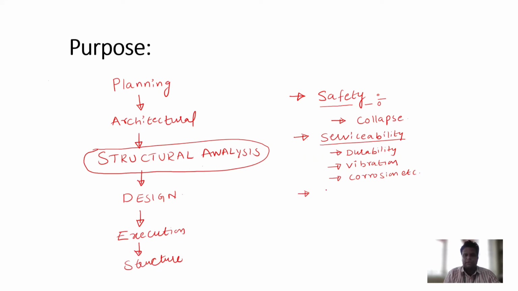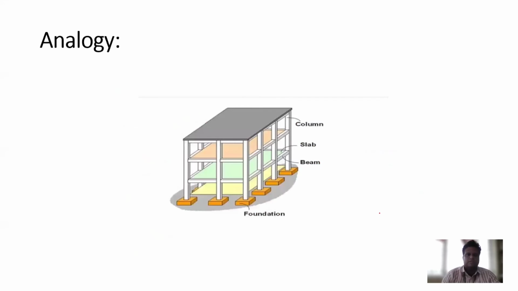The next one is stability. Stability is one of the most important topics we have to take care of while doing the analysis. In stability, there are multiple divisions like external stability and internal stability. And also we have to look after the economical aspects. So this is the main purpose of learning structural analysis.